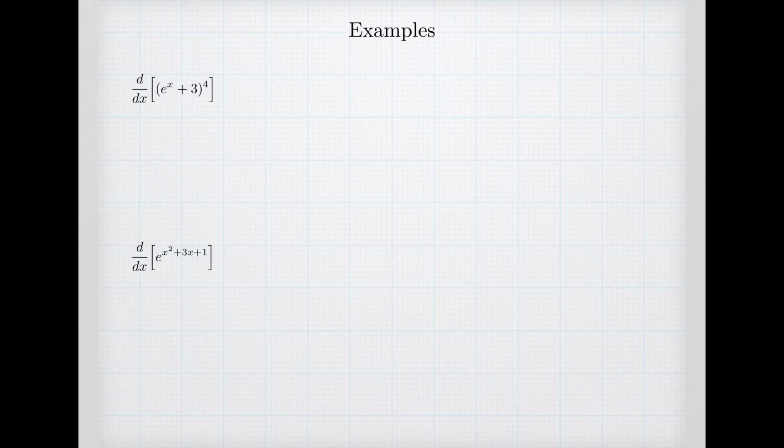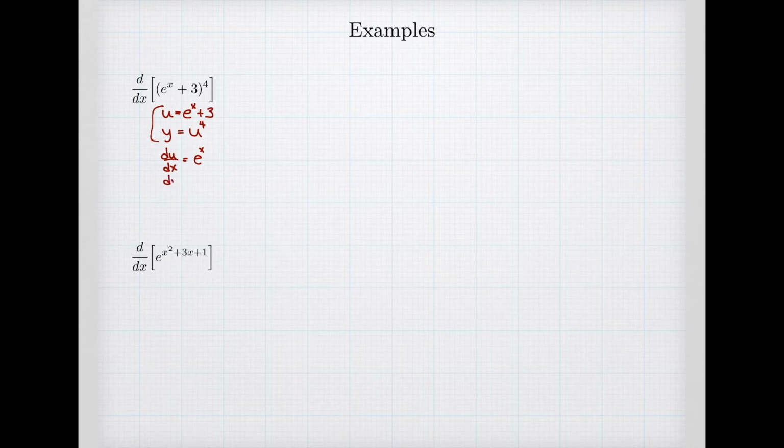For the chain rule, I want to think about what's the inside formula and what's the outside formula. And here, my inside formula, my u, is e to the x plus 3, and my outside formula is I take that u and raise it to the fourth power. Now I want to look at each step in the chain and calculate their derivatives. The derivative of the inside: e to the x, its derivative is e to the x, and the derivative of 3 is 0. I add those, I get du dx is e to the x.